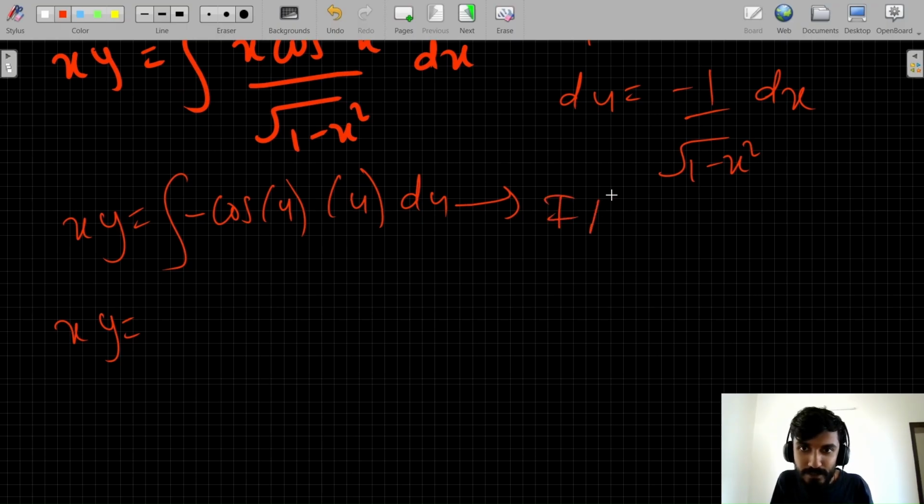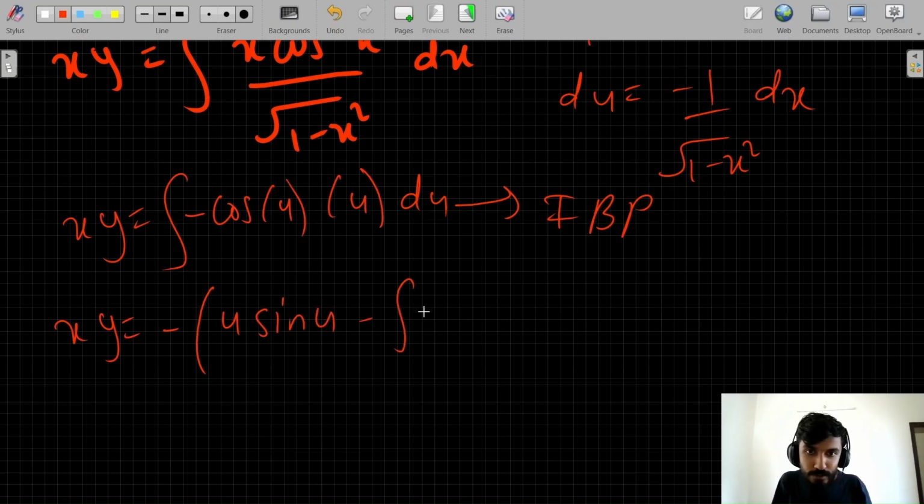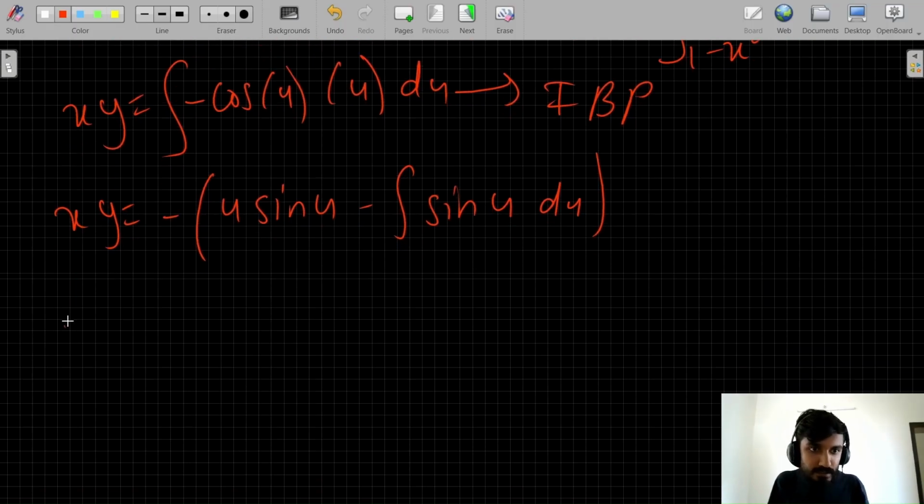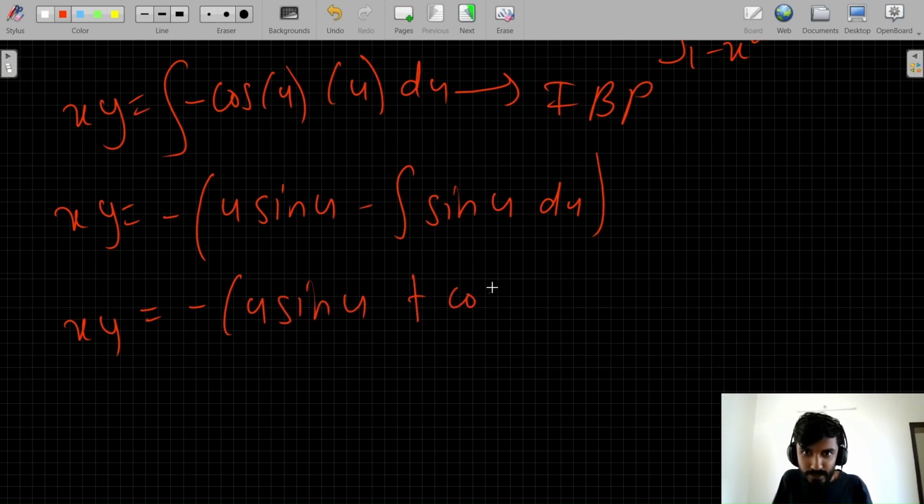This is straightforward integration by parts, IBP, right? So what do I get? u sine u minus integral sine u du. Yes, look at me. Focus on me here. Okay. u sine u plus cos u plus c.